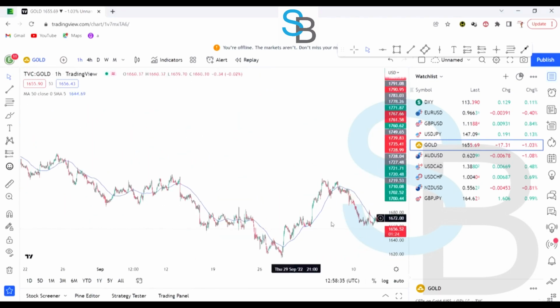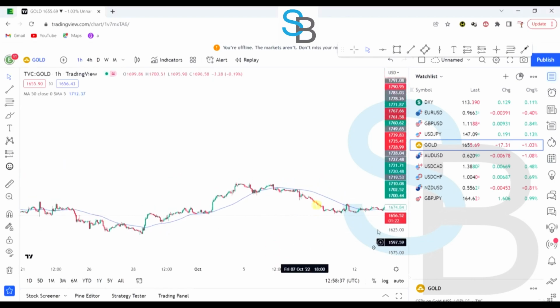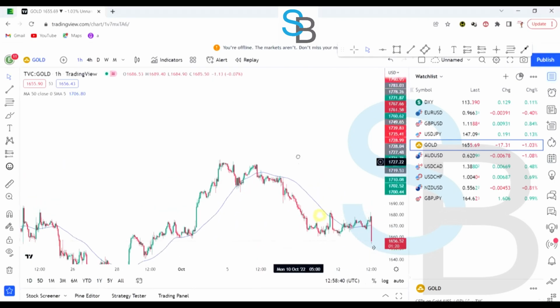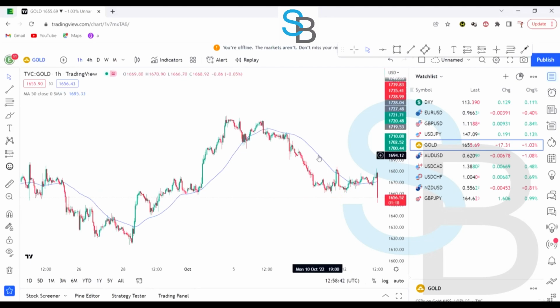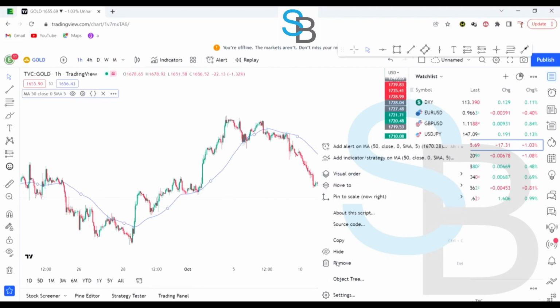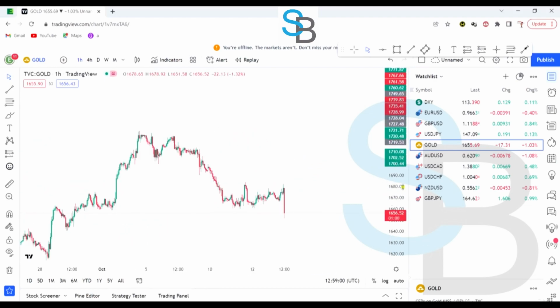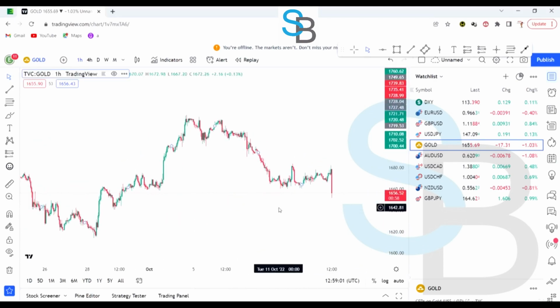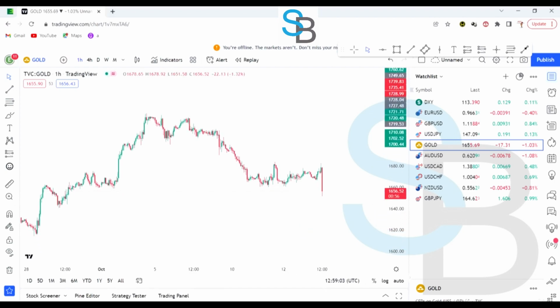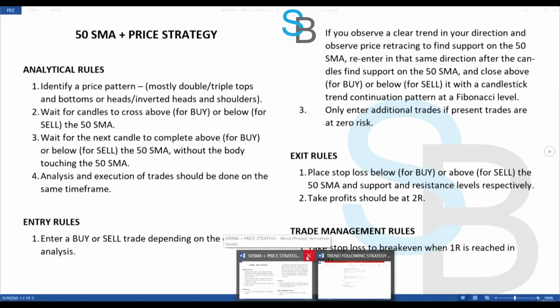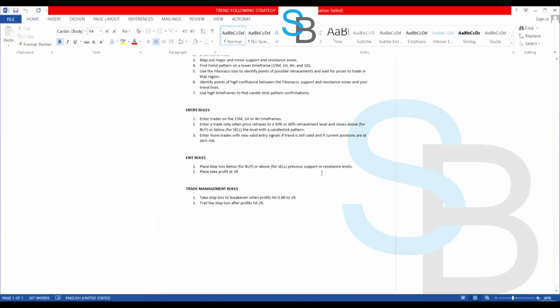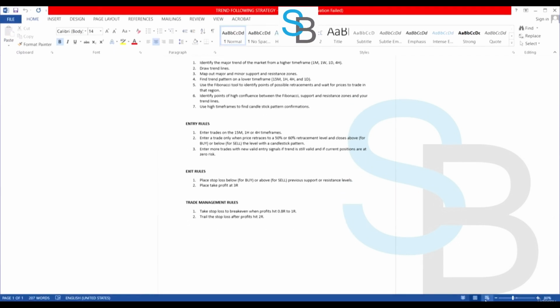So this is gold, and as you can see we have the indicator we used for the last one. I'm just going to delete this indicator, and then let's analyze this based on the strategy. But first of all, let's look at the rules of the strategy. So I'm just going to close this one. I'm going to use this one.